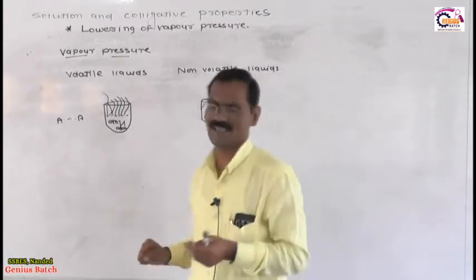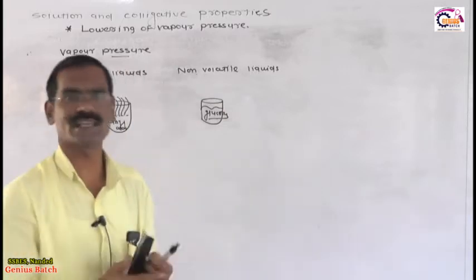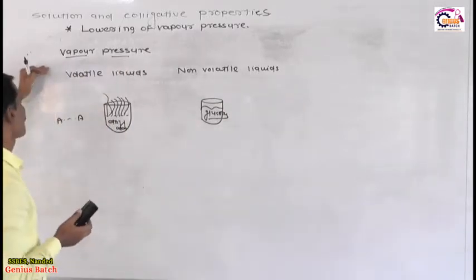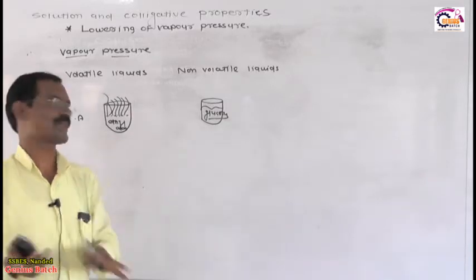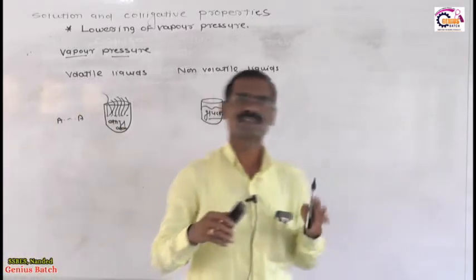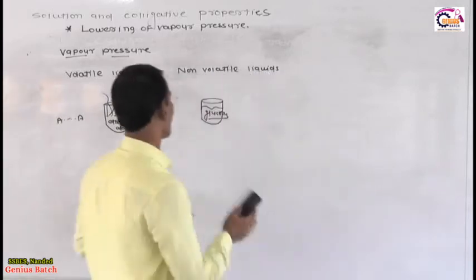Now come toward the volatile liquid. Now dear friends, one point is 100% clear. For discussing the vapor pressure, we require a volatile liquid, because volatile liquids have vapor at normal temperature, and non-volatile liquids don't have vapors. Okay. Now come toward the next one.